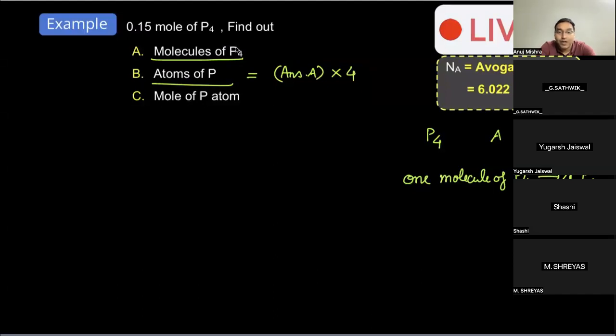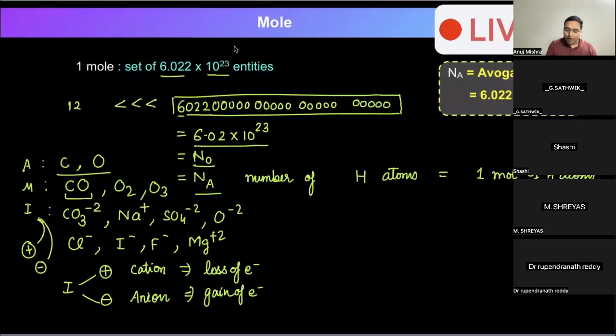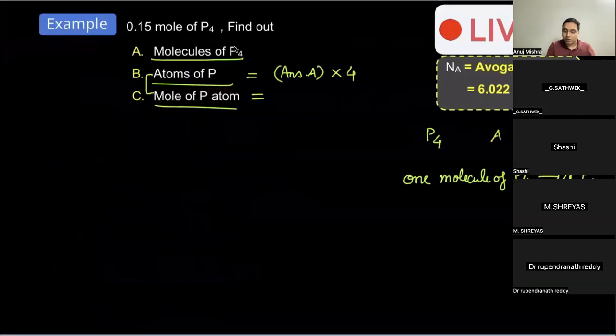Very good. Now, if you understood this, can you tell me one more thing? Moles of P and atoms of P, what is the connection? One mole is how many atoms? A huge number, that big number which I've shown here. Look at this. One mole is a set of how many things? 6.022 into 10^23 things. So one mole is these many things, these many atoms.